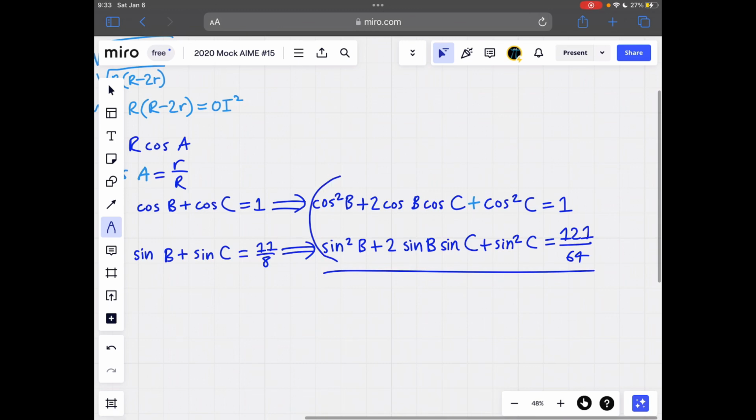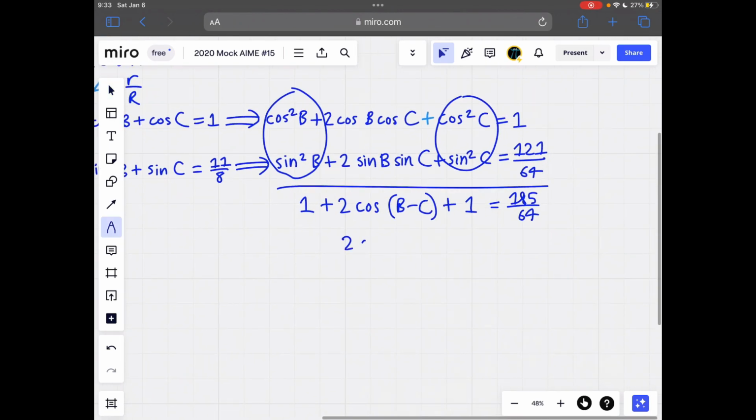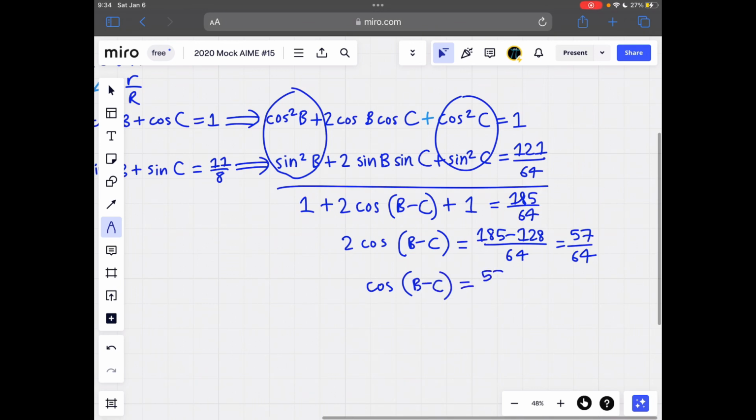If you add these, you see that cosine squared B plus sine squared B, that's just equal to 1. This is also equal to 1. And all that remains is 2 cosine B minus C. The sum of all of these is equal to 185 over 64. So 2 cosine B minus C is equal to 185 over 64 minus 2. That's 185 minus 128 over 64. That's 57 over 64. So cosine B minus C is equal to 57 over 128.